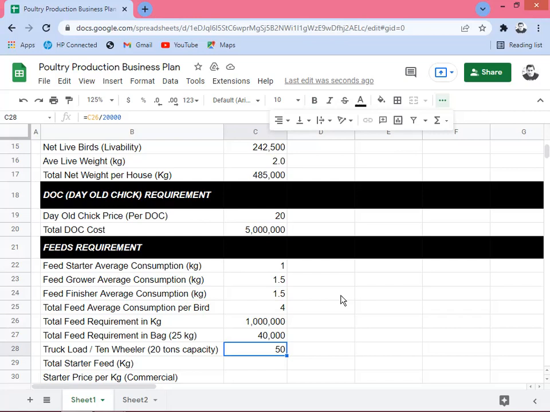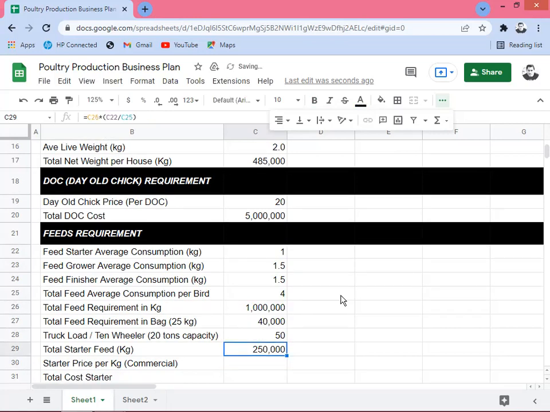Okay. Now we're going to get the total starter feed in terms of kilogram. This is easy. You just get the 1,000, then multiply the feed starter average consumption of 1 kilogram divided by the total feed average consumption per bird, the total one. Then just enter. So the total starter feed, which is a quarter of the requirement, is 1,250,000 kilogram.